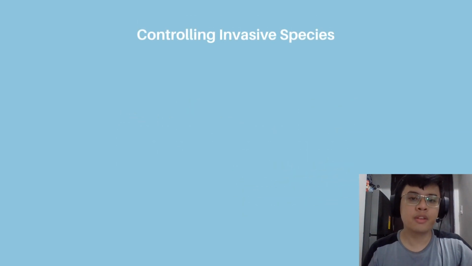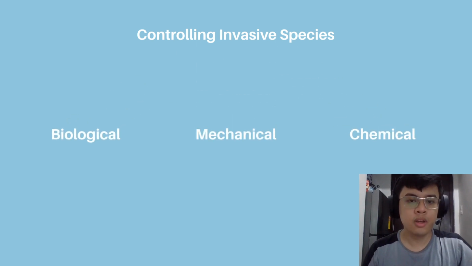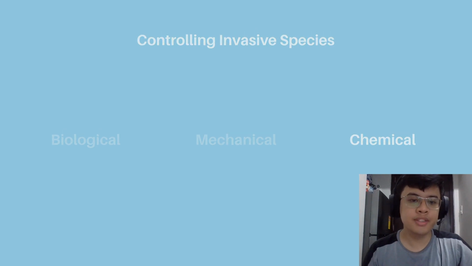There are three main methods used for the control of invasive species, which are biological, mechanical, and chemical. Biological control is the intentional manipulation of natural enemies by humans to control pests. Mechanical control includes mowing, hoeing, cultivation, and hand pulling. Chemical control is the use of herbicides.